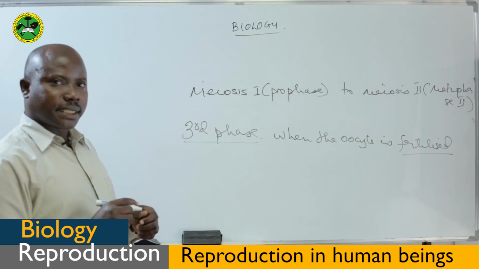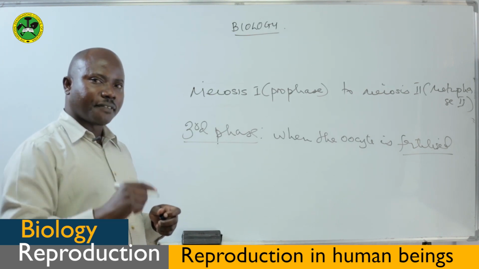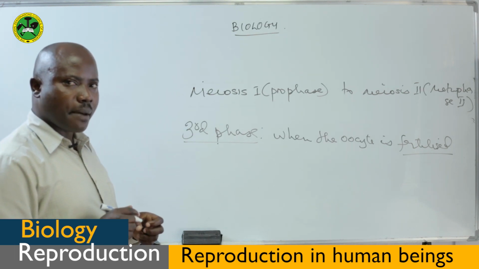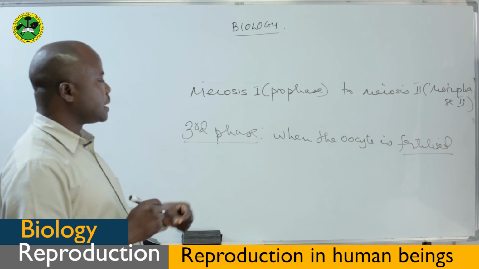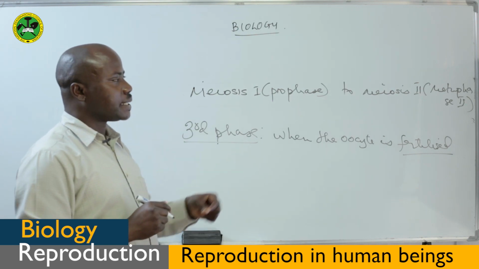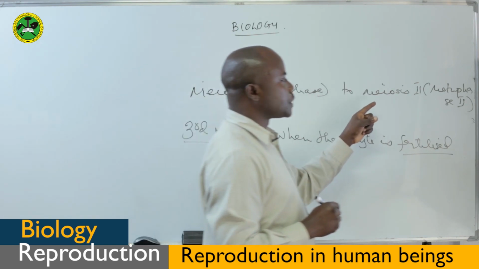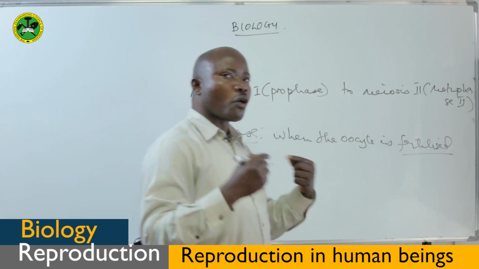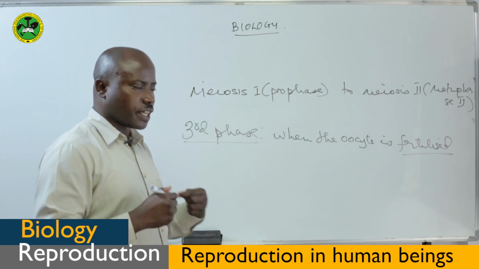When the male gamete has successfully entered the female gamete, it initiates the female gamete that is stopped at meiosis 2, metaphase 2, to complete meiosis division.